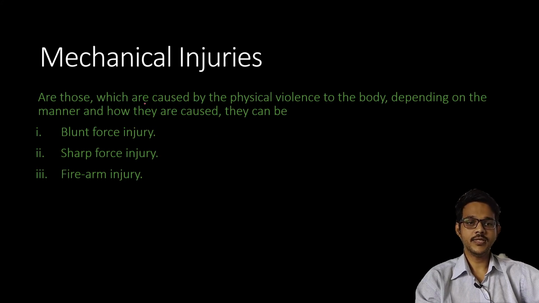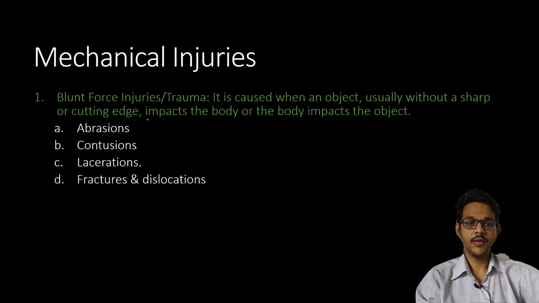Now coming to mechanical injuries, which are caused by physical violence to the body. Depending on the causative agent, they are divided into blunt force injuries, sharp weapon injuries, and firearm injuries. Blunt force injuries are injuries caused when an object, usually without a sharp or cutting edge, impacts the body, or the body impacts the object. There are different types of injuries, which include abrasions, contusions, lacerations, fractures, and dislocations. Each injury will be discussed in separate videos.